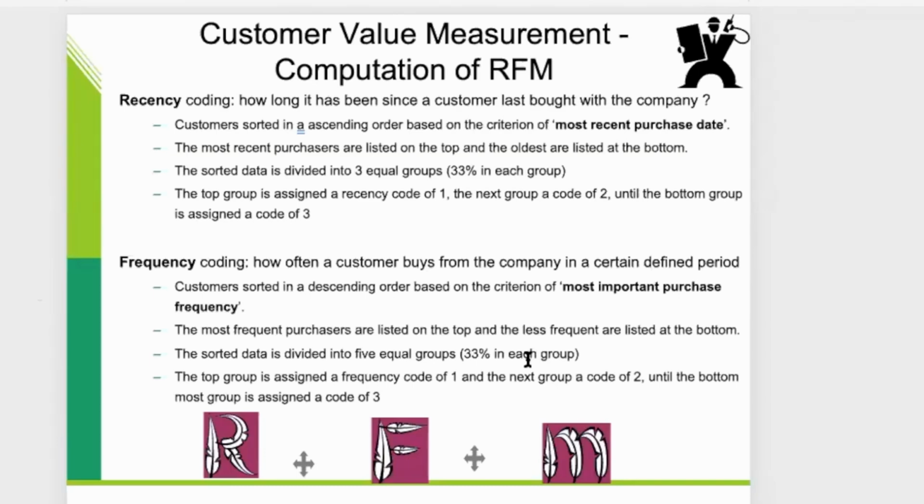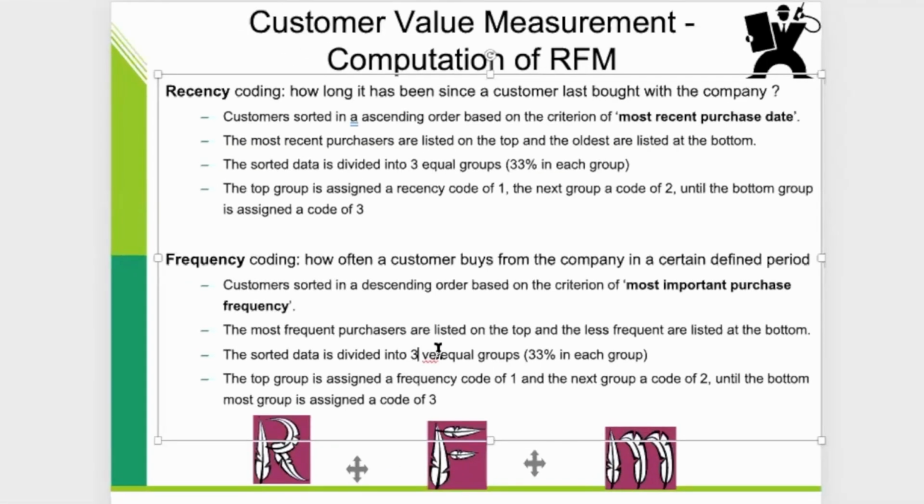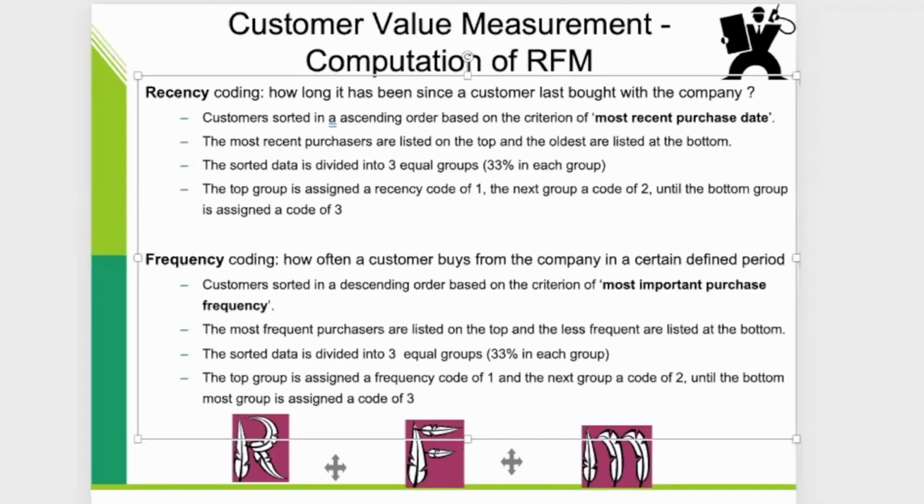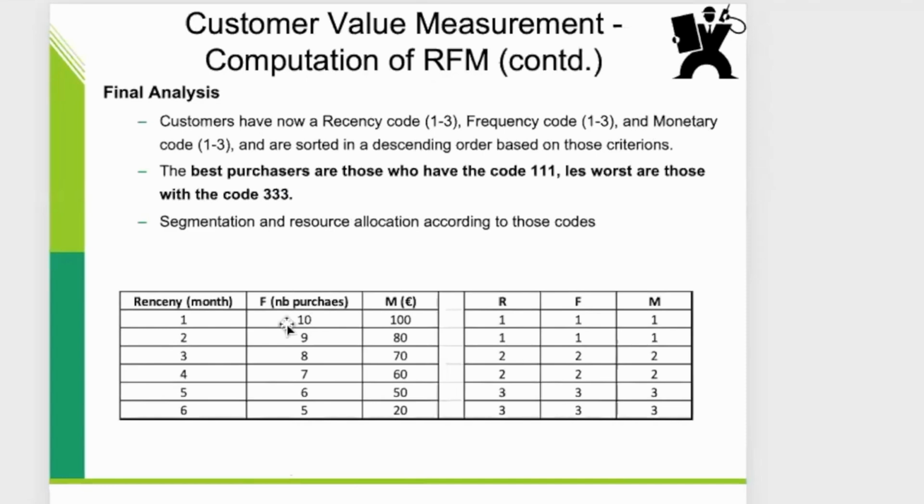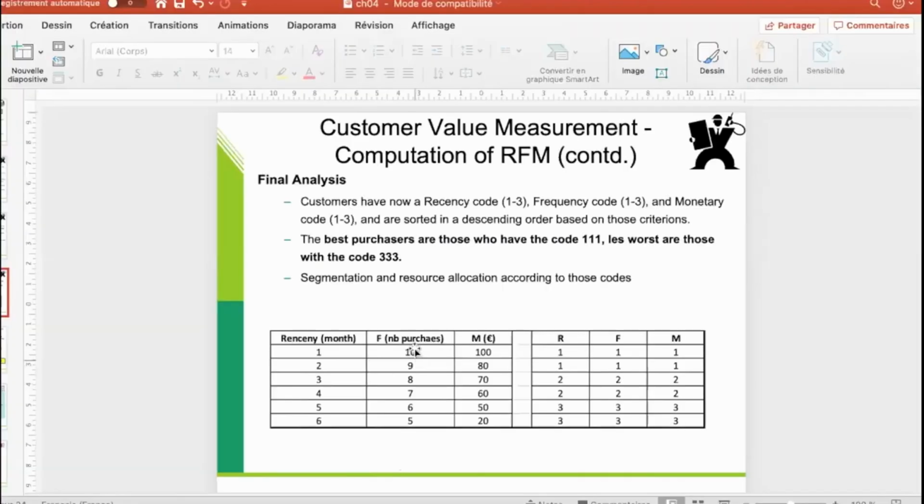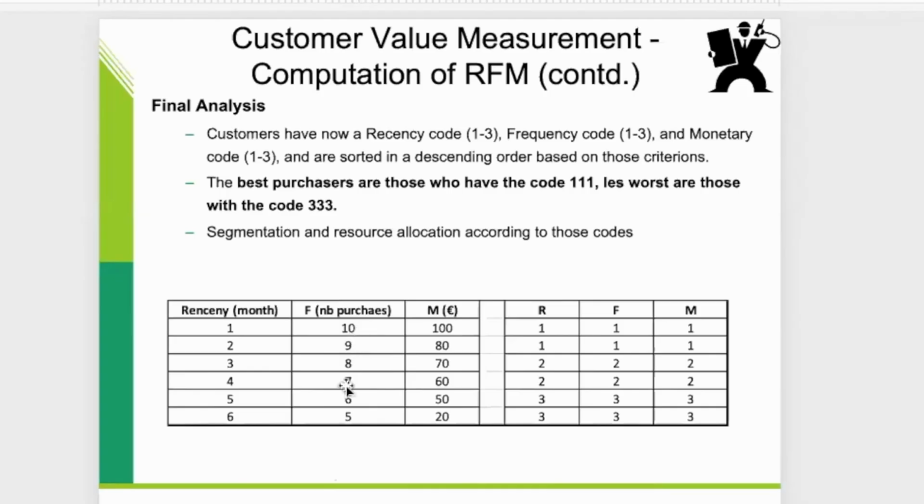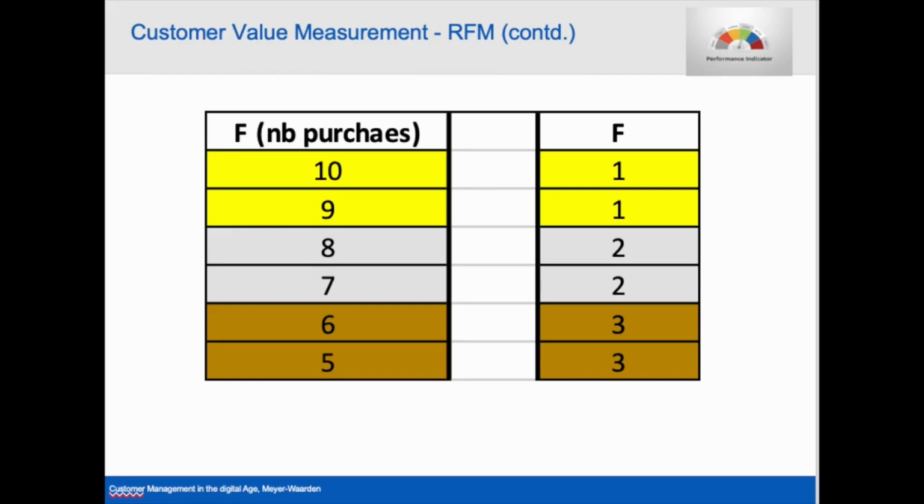Again, you will divide them into 3 different groups and assign a score between 1 and 3 according to the quality. In my example, you have 2 customers who buy very frequently, 10 and 9 times. Then you have some who bought 8 and 7 times, and some who bought less, 6 and 5 times. I have ranked them in descending order. So I have the most frequent customers in the upper part of the database and the least frequent customers in the lower part. And I assign, again, a score: 1 for the most frequent customers, 2 for the medium frequent customers, and 3 for the least frequent customers.